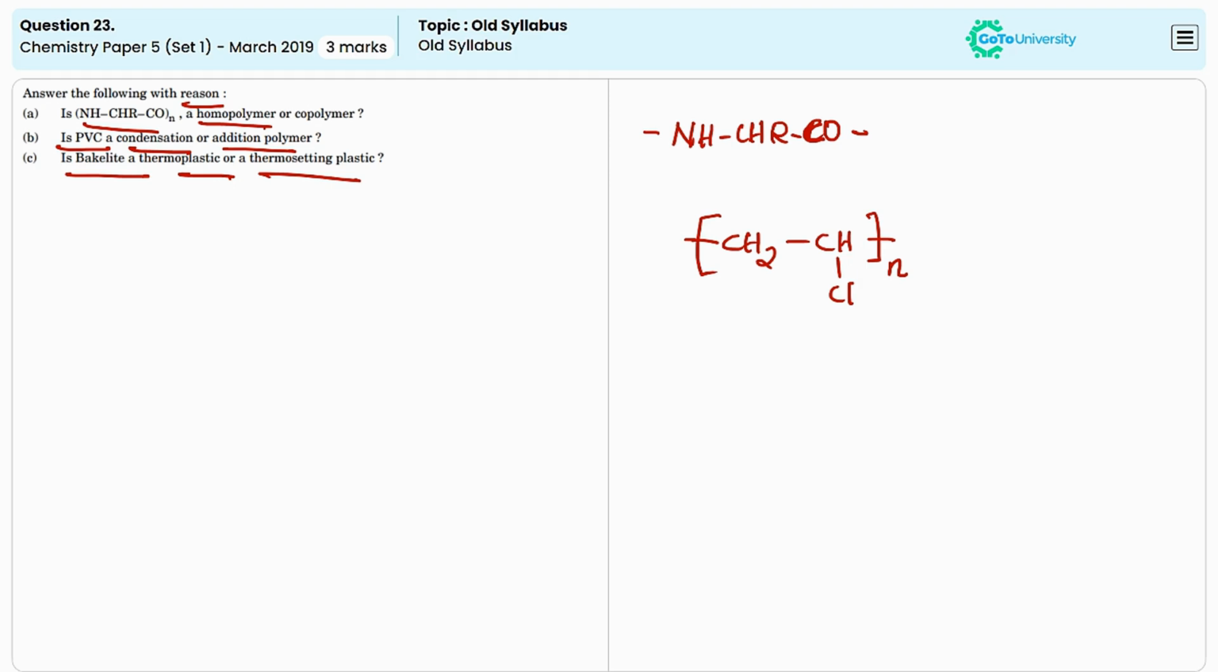A thermosetting plastic is a type of polymer that becomes irreversibly hard and rigid when heated and cured. Once it is set, it cannot be remelted or reshaped by heating. This is due to the formation of strong cross links between the polymer chains during the curing process.